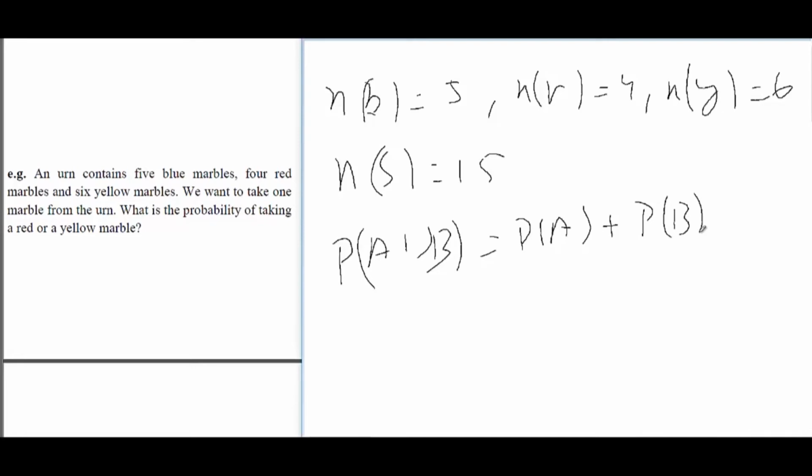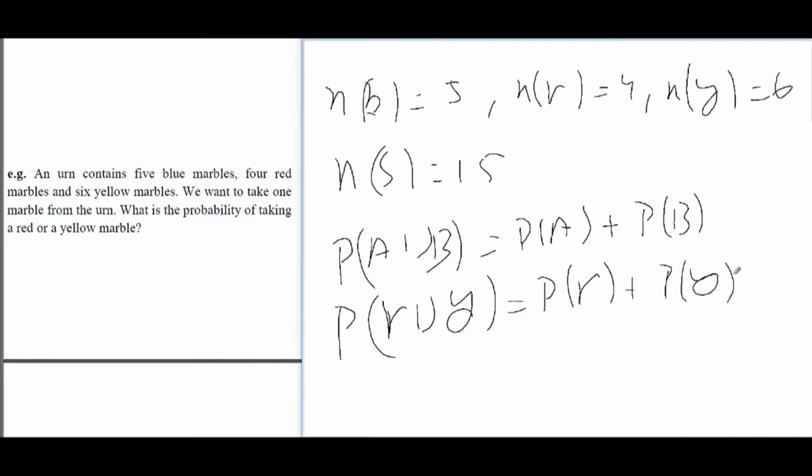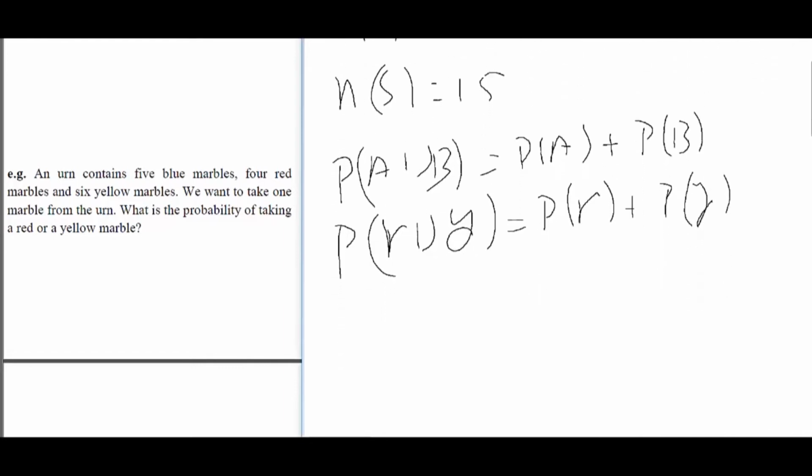And we want to take one of them. So for this problem, we can say that the probability of R union yellow is equal to the probability of R plus the probability of yellow. So now first of all we should calculate the probability of red and yellow.